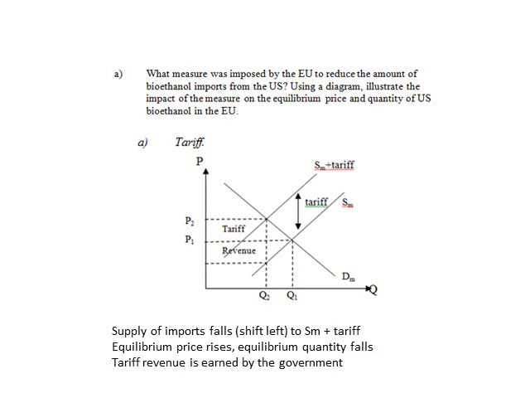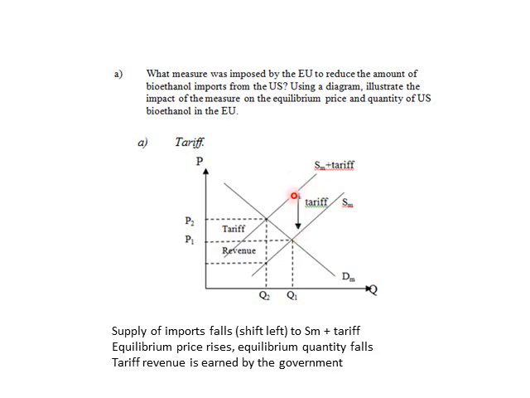Now the question goes on to ask us, what measure was imposed by the EU to reduce the amount of bioethanol imports from the US? So using the diagram illustrate the impact on the equilibrium price and quantity of US bioethanol in the EU. So the EU imposed a tariff on the bioethanol products from the US. So this original supply is a supply of bioethanol products from the US. This is in EU. So after the imposition of the tariff, supply curve shifts to the left.